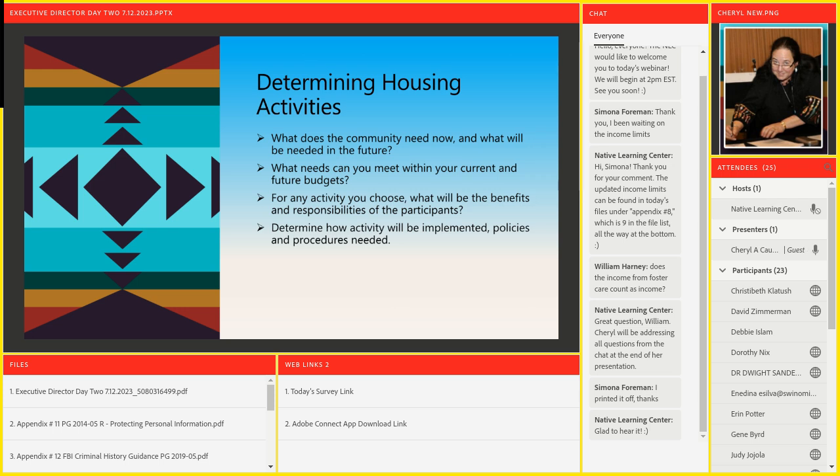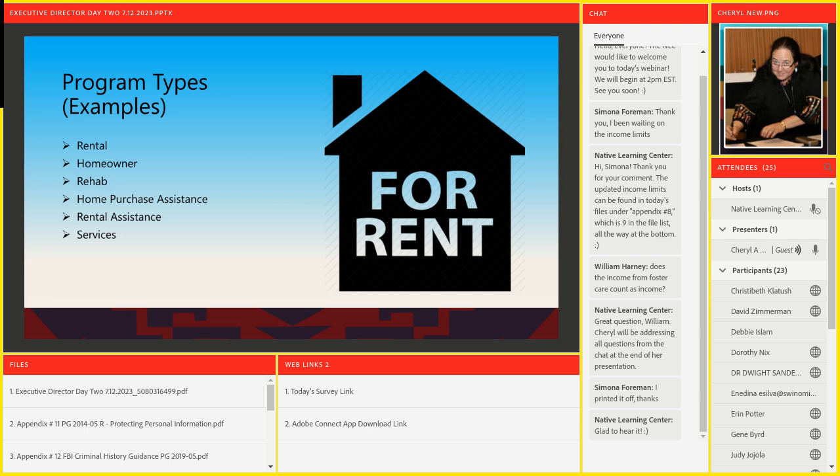So, how do you determine what your housing activities are? What does your community need now? What's going to be needed in the future? What needs can you meet within your current and future budgets? For any activities you choose, what will the benefits and responsibilities be of your participants? Determine how the activity will be implemented, and what policies and procedures will be needed to put forth that activity.